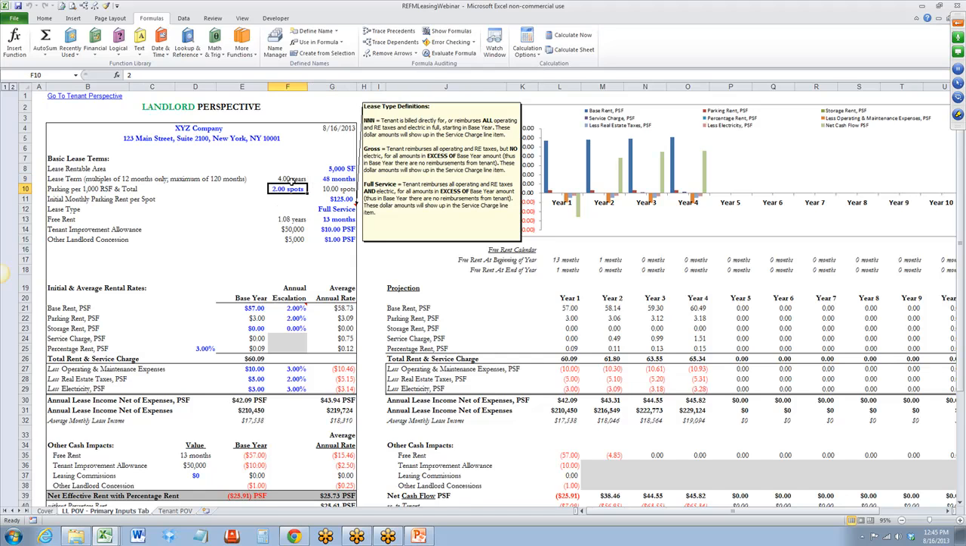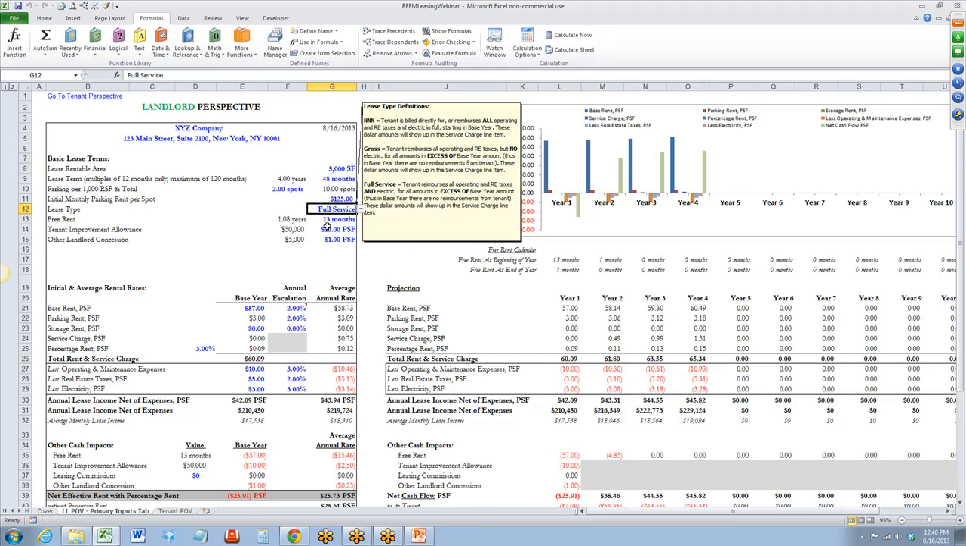Let's say that this tenant needs 2 spots for every 1,000 rentable square feet. That would be 2 times the 5,000, gives us 10 parking spots that would go along with their space. And let's say that the monthly rent per parking spot is $125.